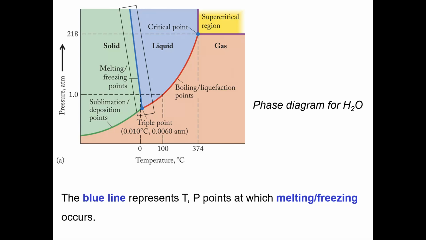Now, the next line that we'll look at is the line that separates the solid and the liquid. And for water, this line leans to the left. This line represents the temperature and pressure points where melting and freezing occur. And so, are there any consequences for this line leaning to the left?